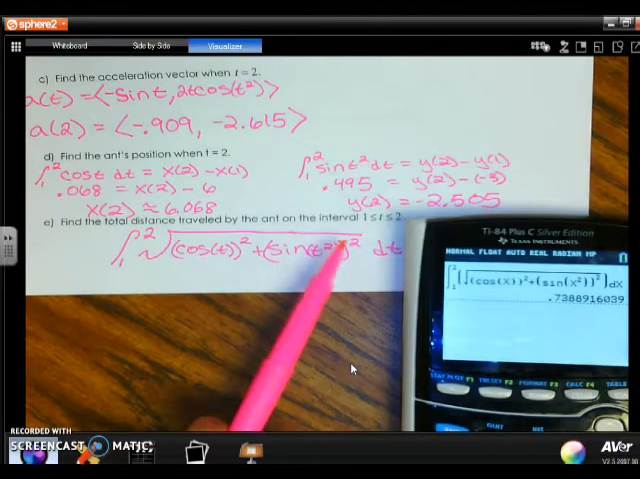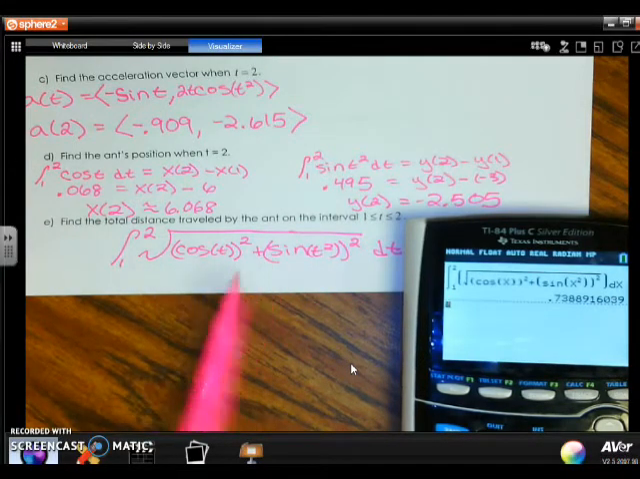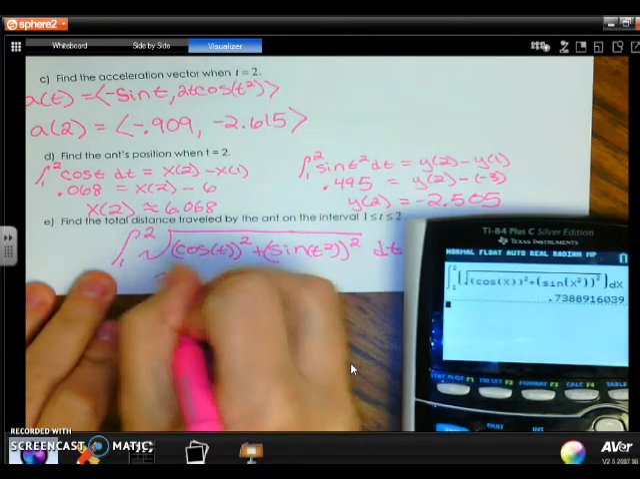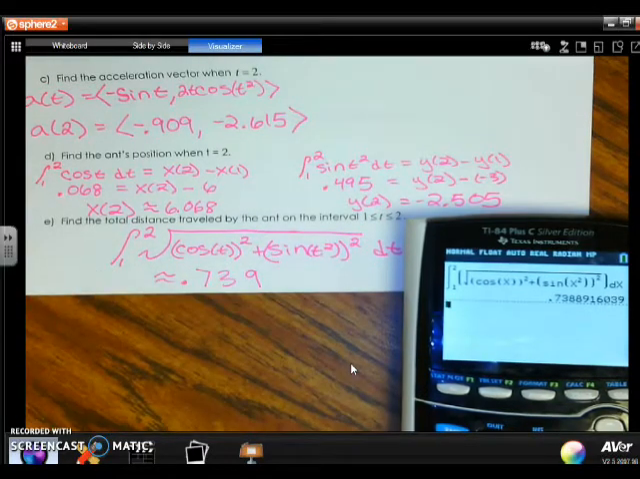It'll be the square root of the derivatives squared. So it's this thing squared, that thing squared, and I showed you how to enter that in your calculator. And if you do that right, I got 0.739. And that is number 11.